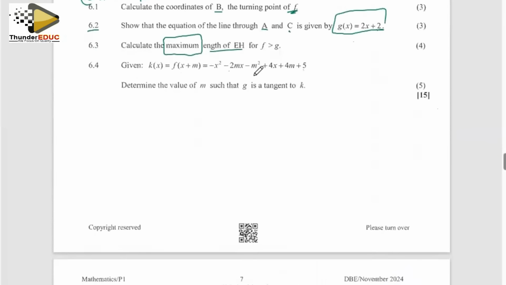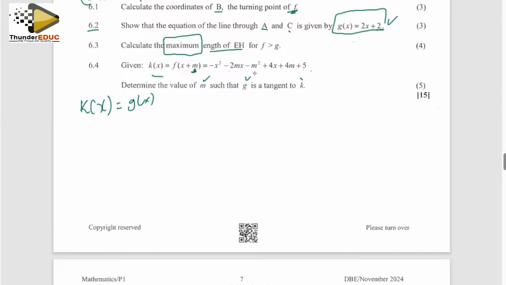Then 6.4 is telling us that if we are given q of x being f of x plus m, so this m represents a transformation or a translation. We are moving the graph m units, is equal to this whole thing. Determine the value of m such that g is a tangent. So one thing we know about any graph and a tangent is that they must meet at one point, okay? So the equation of g is not changing. So what I'm going to do, I'm going to get this whole expression and say k of x must equate it to g of x and use my nature of roots.